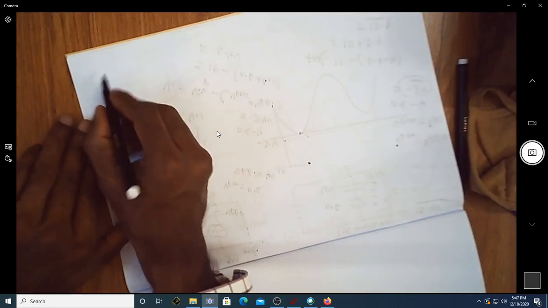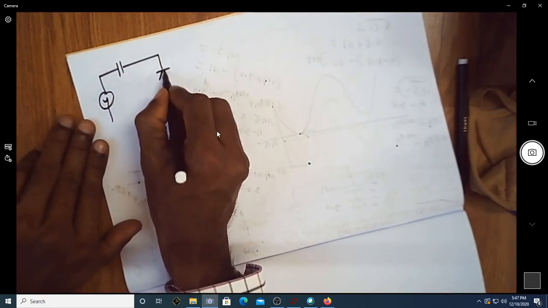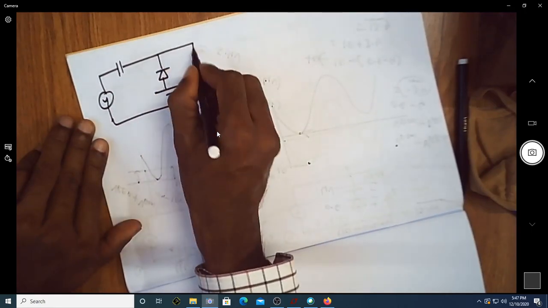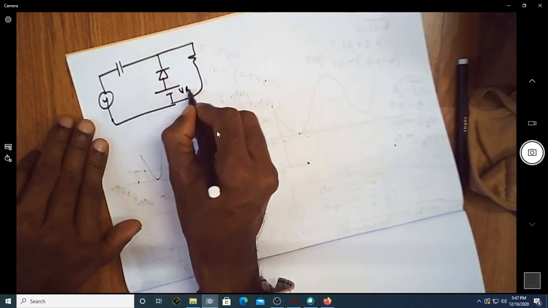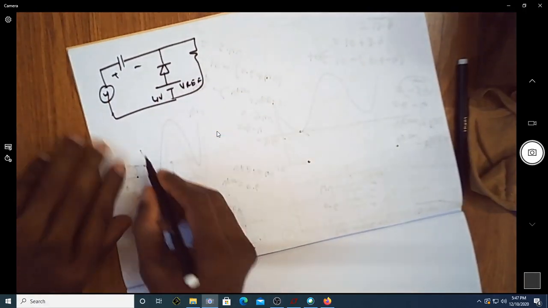Now we will have two more such variations with the diode in this direction. Let me put a V reference which is positive here. So let us take it as V reference, which is again 4 volt. Let me have a capacitor.